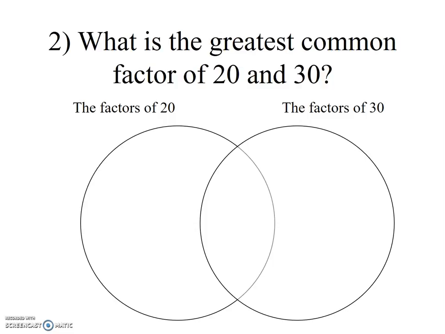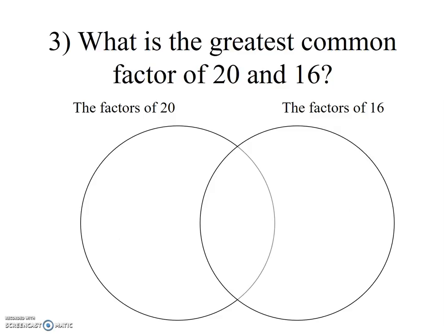Here's number 2. Find the GCF of 20 and 30. Pause the video, finish this problem in the work section of your WSQ, and then press play. Okay, let's see how you did. When you list the factors of 20 and 30, and then put the common ones, or the ones that they have that are the same, in the center, you would find they have common factors of 1, 2, 5, and 10, making 10 the GCF of 20 and 30.